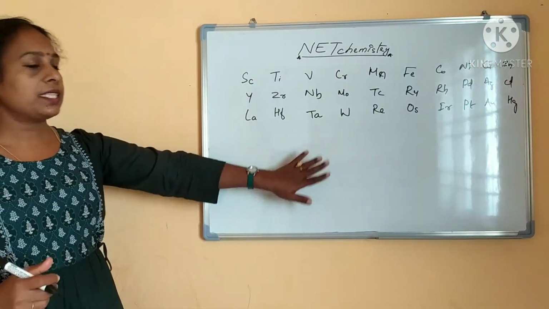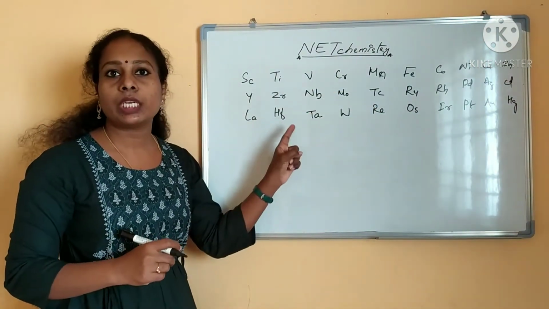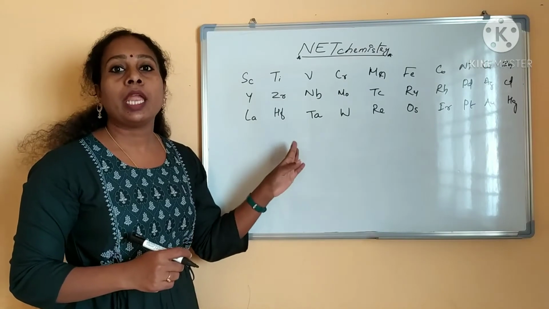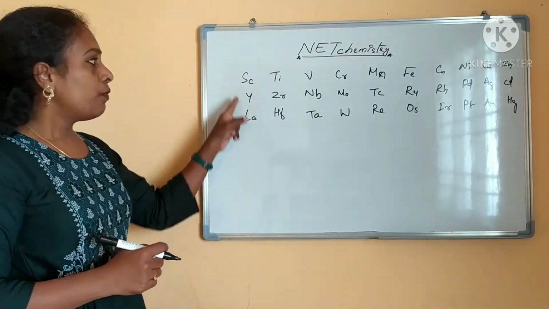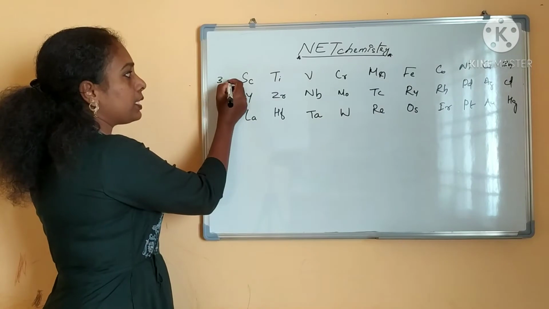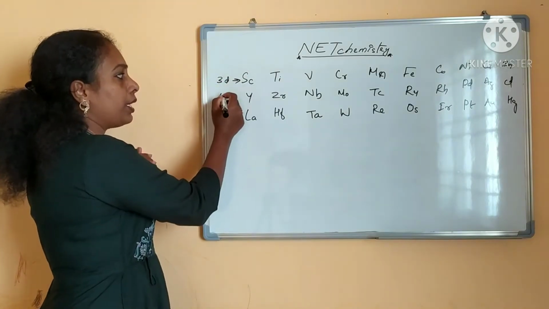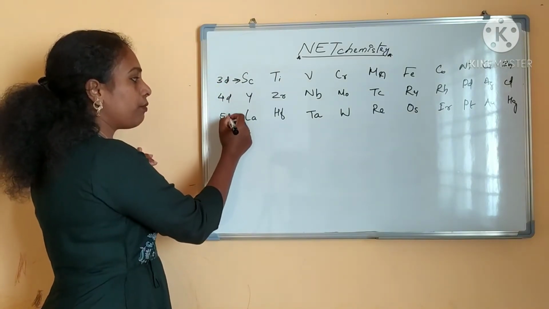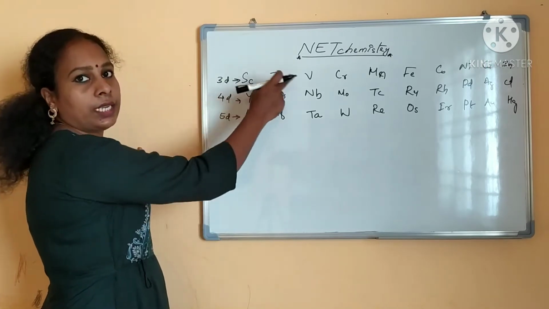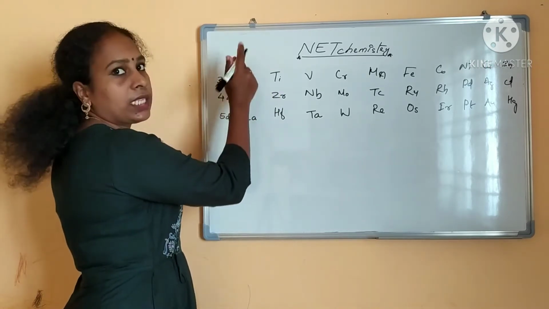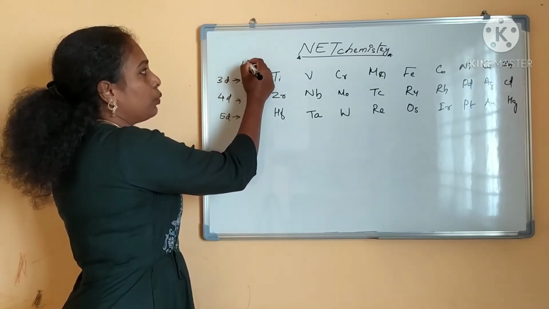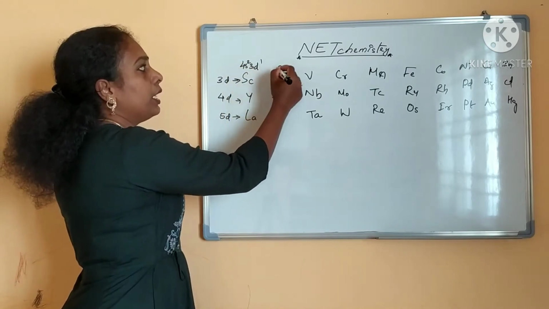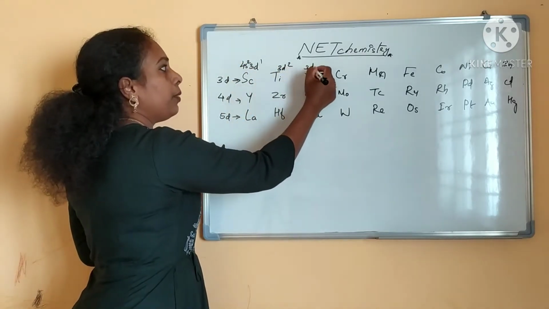You should know first the D block elements and electronic configuration. Then only you will be able to answer the question. So first one is, this is 3D series, right? This is 3D and this is 4D series and this is the 5D series, right? This is the D block elements. Okay, here what is the electronic configuration? 4s2 3d1, right? 3d1, 3d2, 3d3.